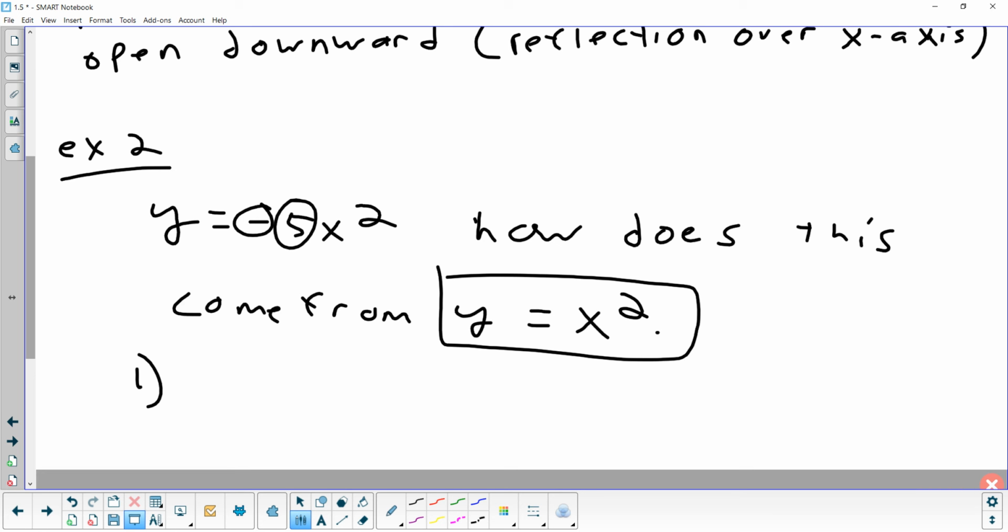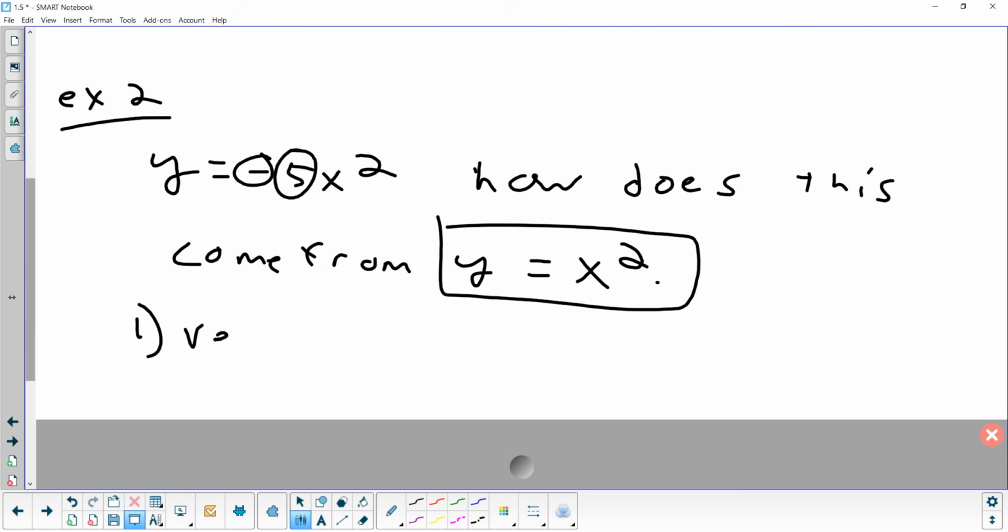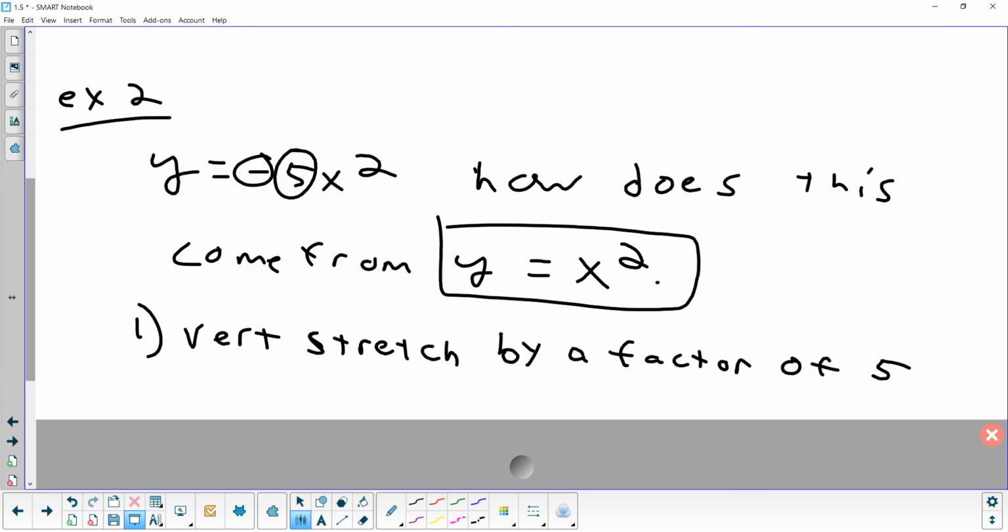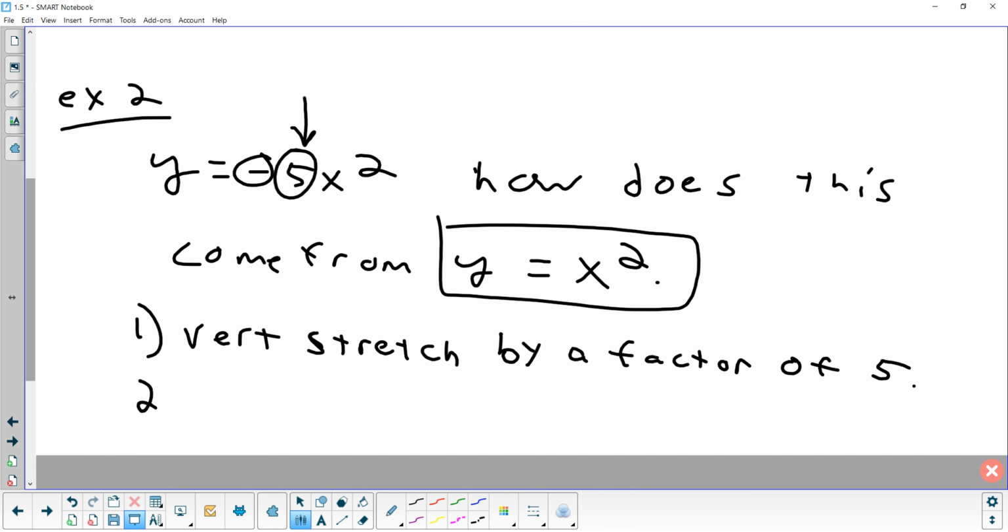Yeah, Caleb? It's going to make the function steeper. Yep, and how did we describe it? Vertically stretched. Exactly. So we're going to say vertical stretch. That's part of it. But now say how much? By a factor of 5. Vertical stretch by a factor of 5. So that's what that does.